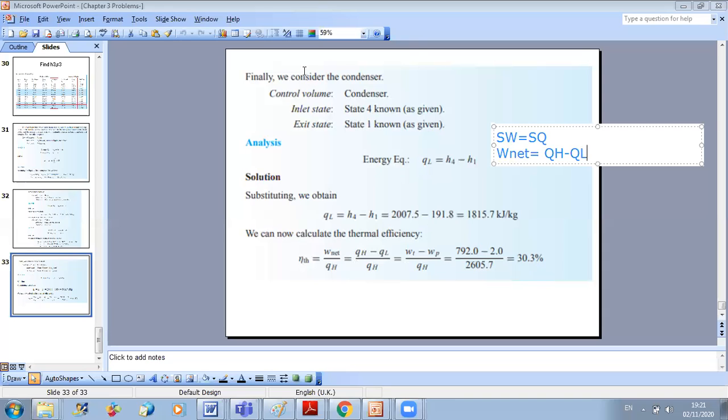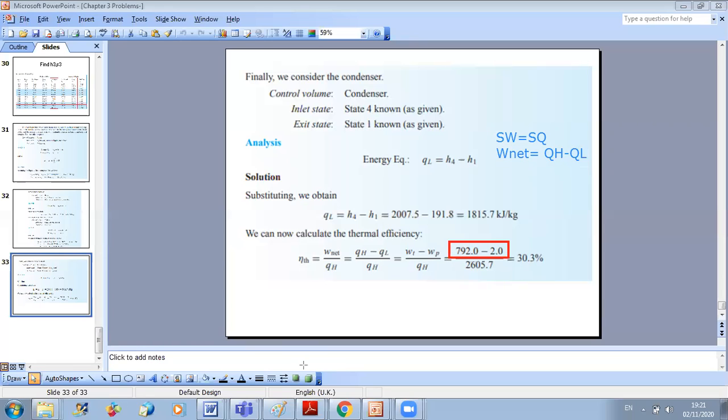And just a small remark, if you look here, if you compare W turbine and W pump, you can see how W pump is very small compared to W turbine. This is why sometimes they neglect it. Okay, they say it's very small compared to it, so it's not a big error if we neglect it.